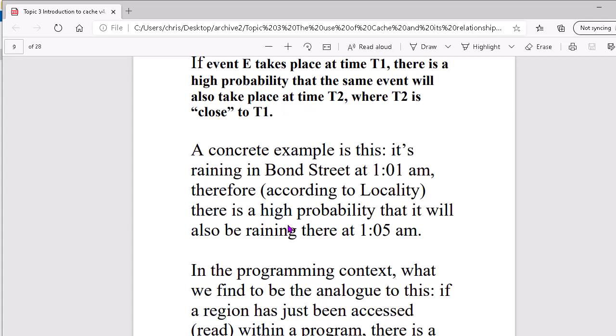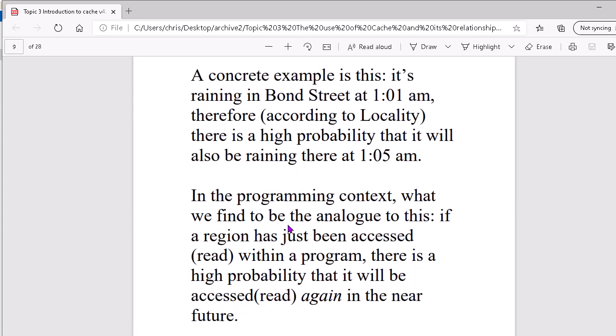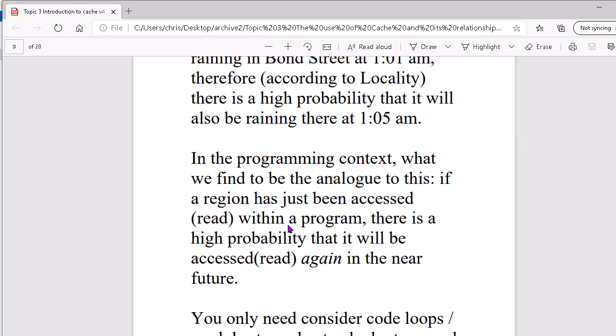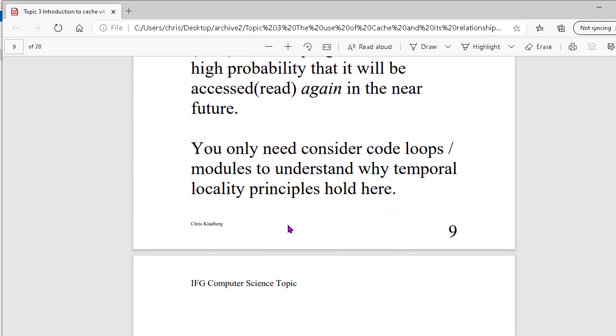So, okay, let's switch context. Let's think about programming. What we find to be the analogue to this is this. If a region of memory has just been accessed, i.e. it's been read, within a program, there's a high probability that exactly the same area of memory needs to be accessed again in the near future.